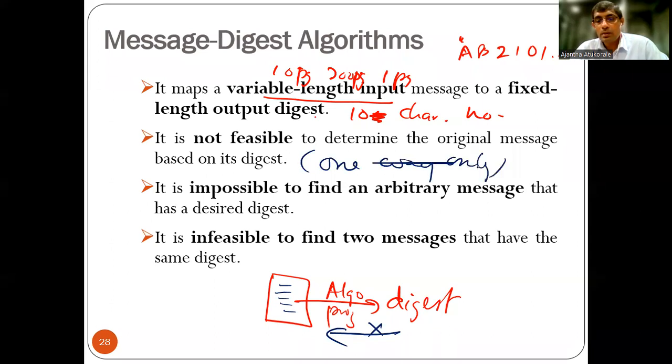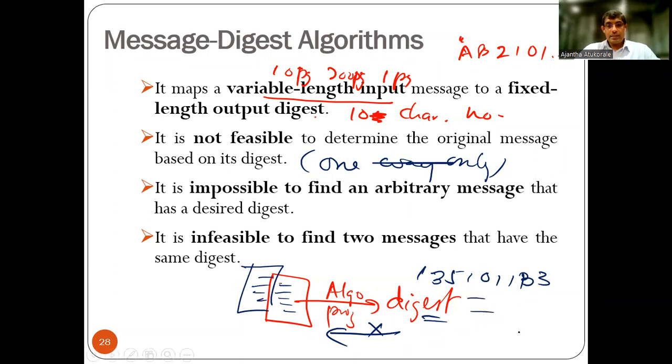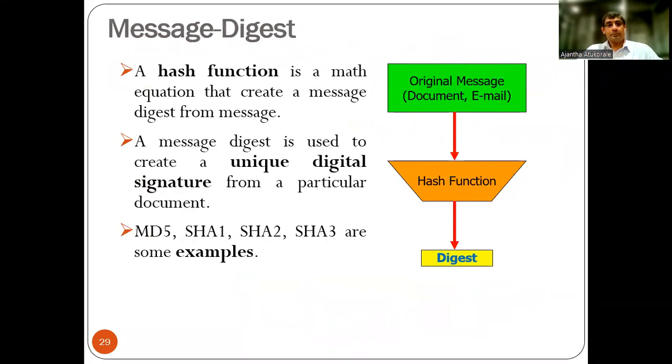One way only. It is impossible to find an arbitrary message that has a desired digest. That means you can't say, I need this number to be there, and create it like that, because it is coming from the algorithm. No one can predict it, you can't really make your document come out like that. It is infeasible to find two messages that have the same digest. If there are two documents, these two documents will always have two different numbers. So these are the things that are required. That's a mathematical equation.